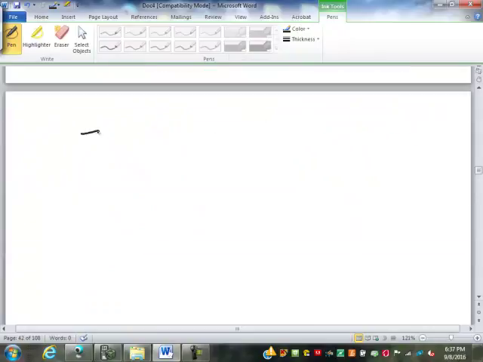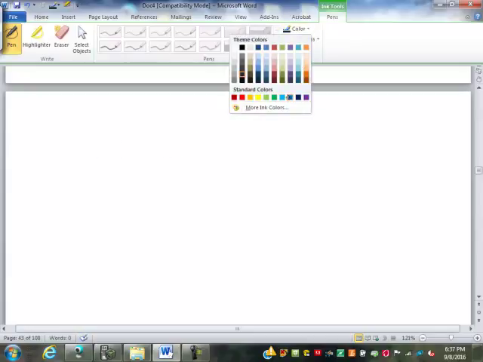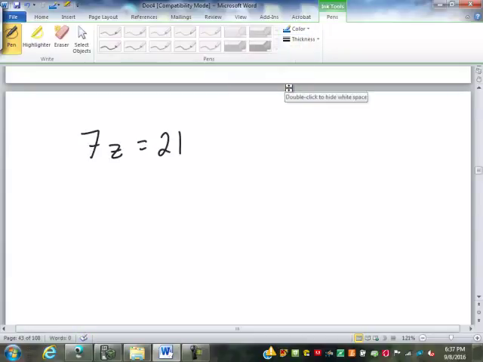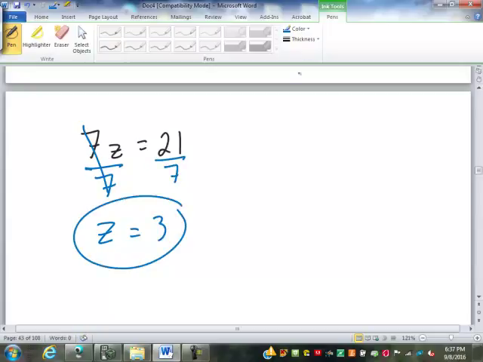If I have 7z equals 21, looking at this, what was done to build this equation? It's multiplied by 7. So to take it apart, we're going to divide by 7. Dividing by 7 makes that 7 go away. Leaves it with z. We divide this side by 7. 21 divided by 7 is 3. z equals 3. Now those are some relatively simple equations, what's sometimes called one-step equations.